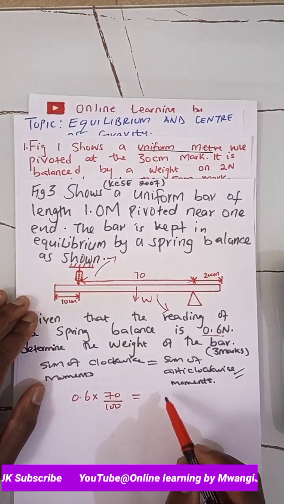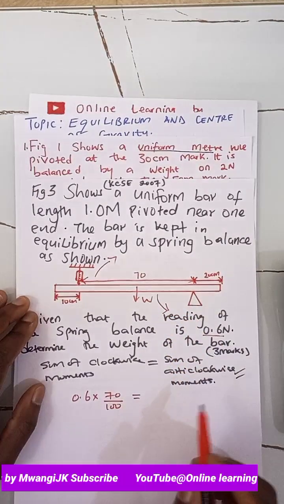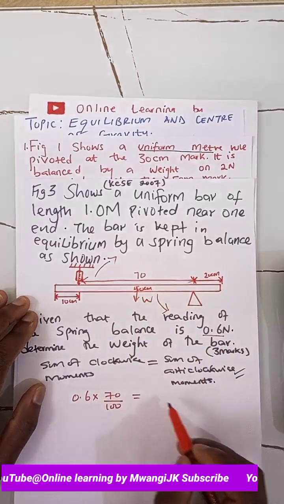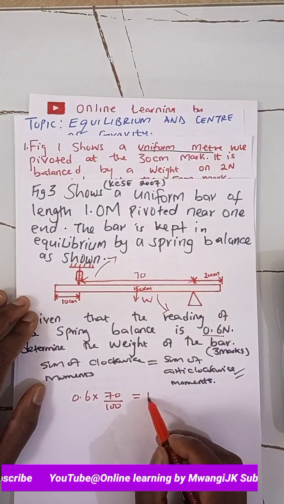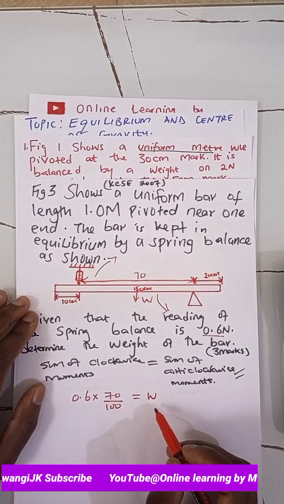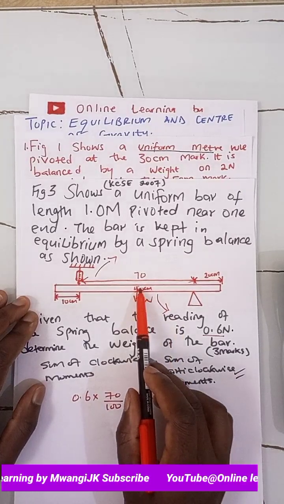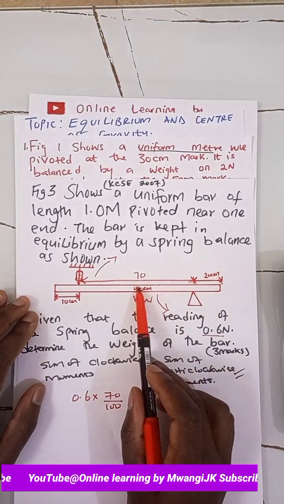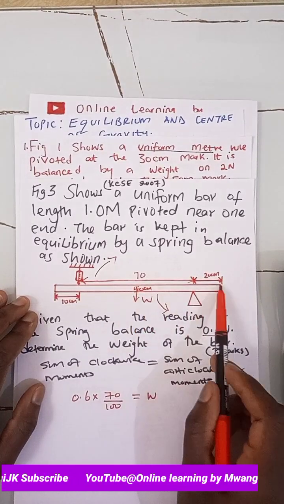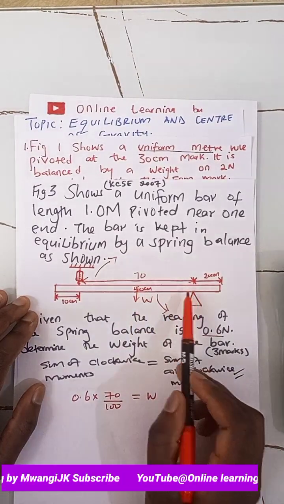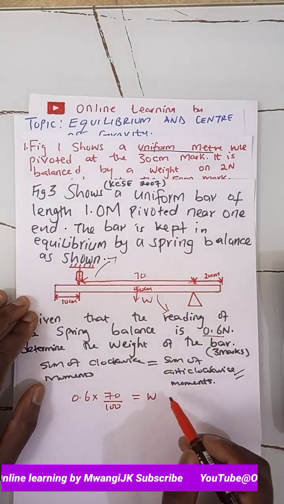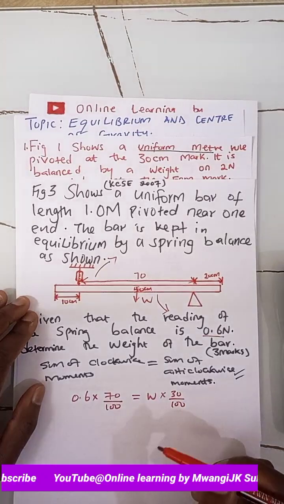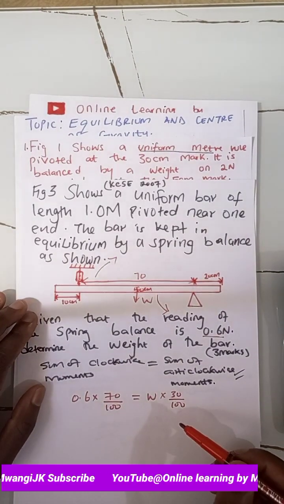This is equal to the anticlockwise moment, which in this case is the weight. The weight is at the 50 centimeter mark. So we are trying to find the weight, the force, and we multiply by the perpendicular distance from the pivot. If the whole of this is 50, then 50 minus this 20 gives 30, which is up to this point. So we have times 30 over 100, changing that into meters.